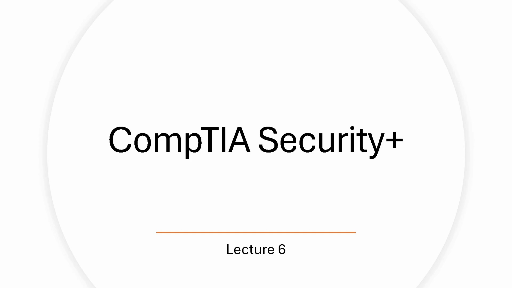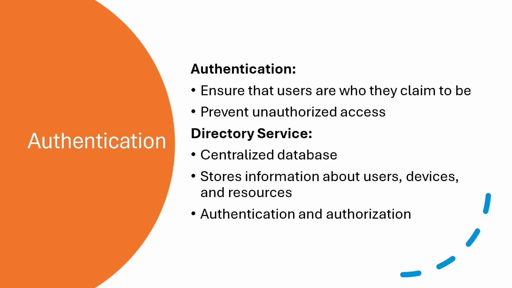Let's get started. Authentication is a critical aspect of cybersecurity, ensuring that the users are who they claim to be and prevents unauthorized access to the organization's resources. Directory service. A directory service is a centralized database that stores information about users, devices, and resources within a network. It is used for authentication and authorization.